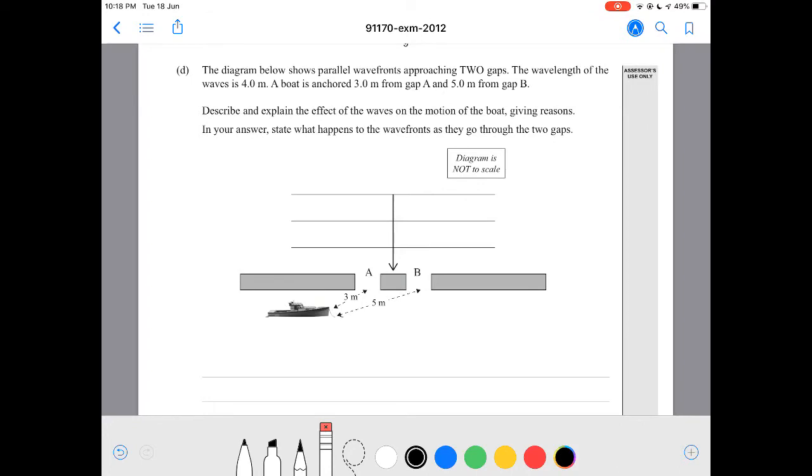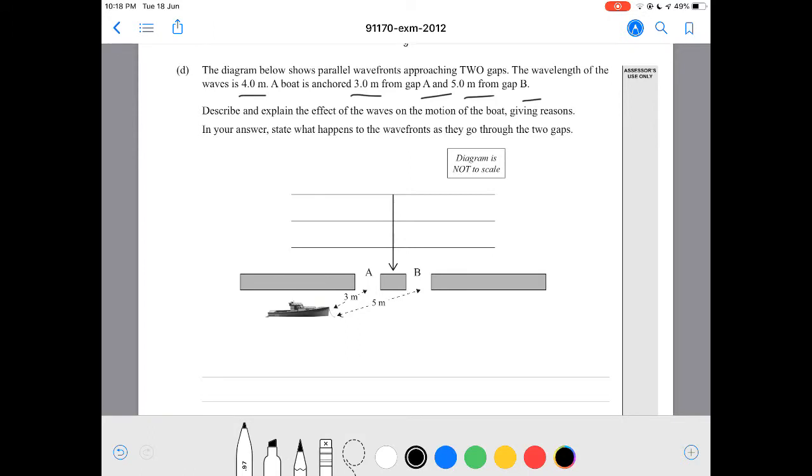The diagram below shows parallel wavefronts approaching two gaps. The wavelength of the waves is 4 meters. That's very important. A boat is anchored 3 meters from gap A and 5 meters from gap B. Describe and explain the effect of the waves on the motion of the boat, giving reasons. In your answer, state what happens to a wavefront as they go through the two gaps.